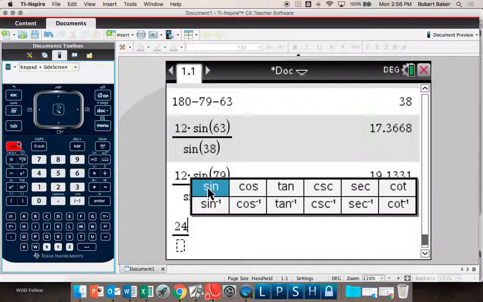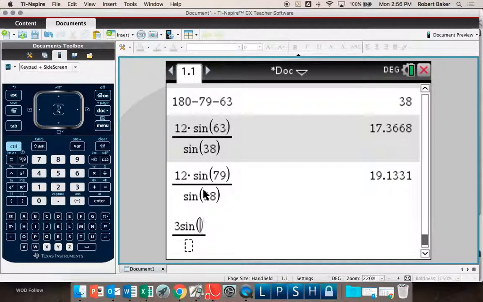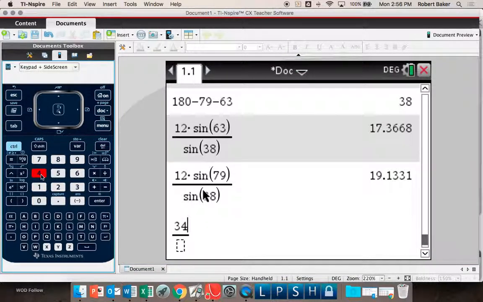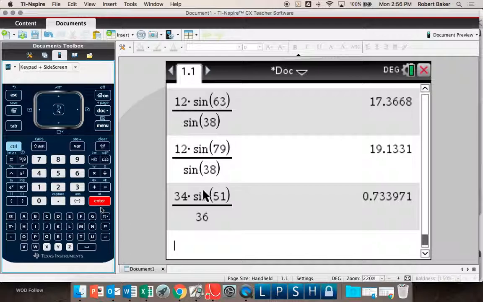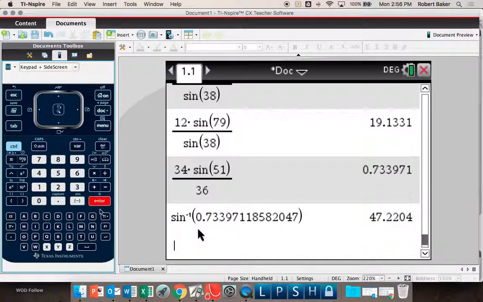My calculator put 24, which is confusing. 34 sine 51 divided by 36 is 0.733971. So sine of C is equal to that number. How do I solve for C? Use the inverse. So the inverse sine of that answer is 47.2204 degrees.